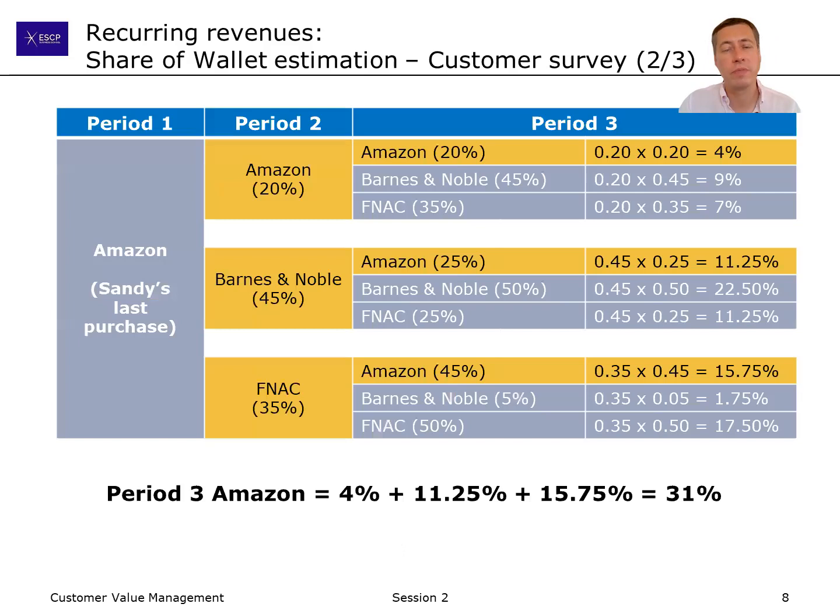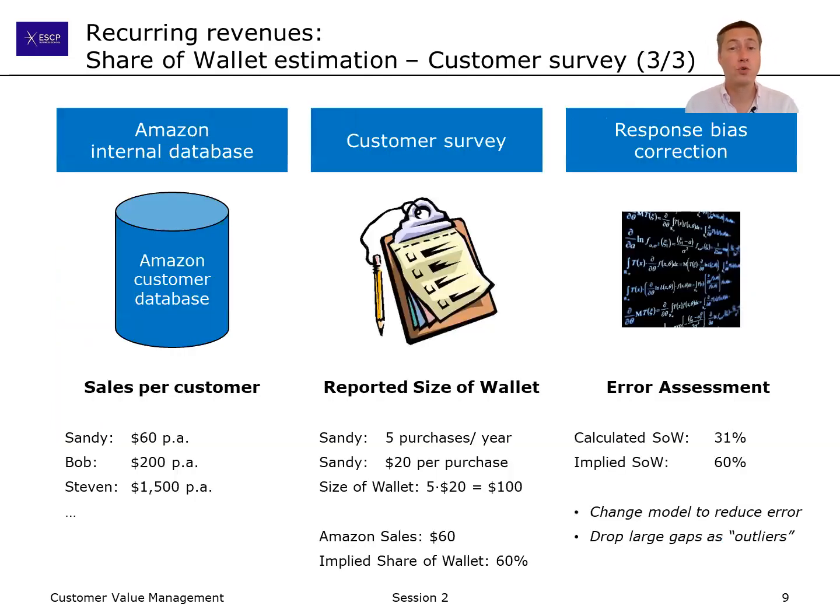Now, obviously, the problem that we have is that we don't know how accurate this number is. But we also have 2 other questions that we didn't use. So let's use them now. We know from our database how much money we made with each of these customers. We know that we earned $60 with Sandy per year, $200 with Bob, and $1,500 with Stephen.